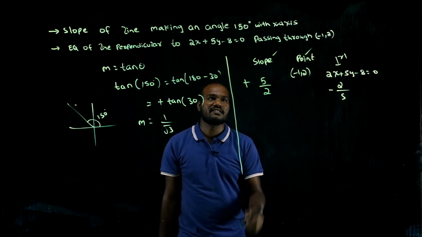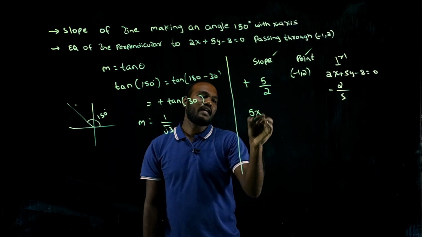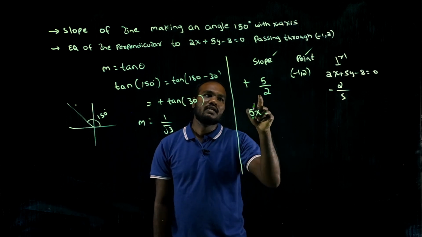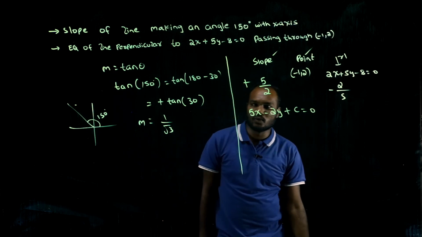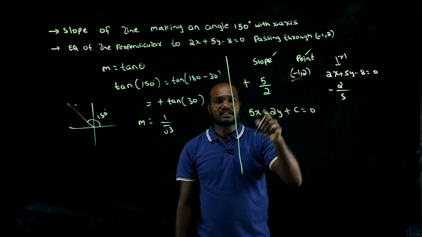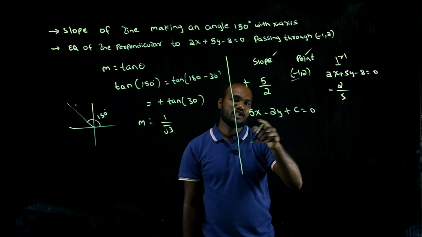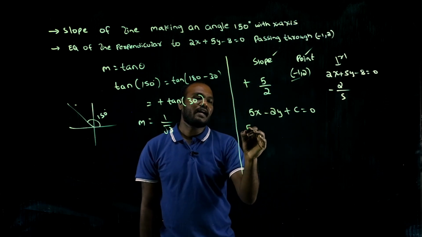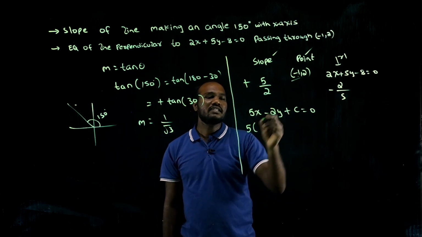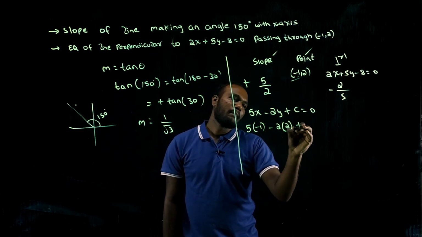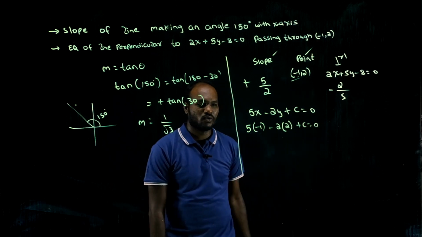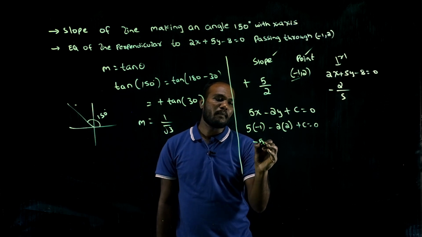So how to solve this? This number into x, if there is a plus, take negative. Denominator into y plus c equal to 0. Now this point passes through this. So if I substitute the point, it should become 0. So 5 times, what will be the x value? X value is minus 1. Minus 2 times, what is the y value? 2 plus c equal to 0. So 5 times minus 1 is minus 5.